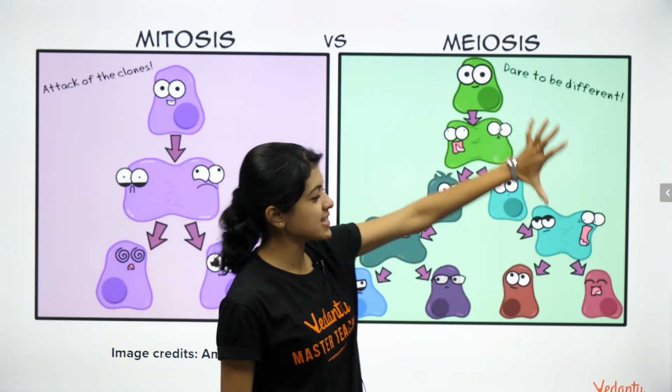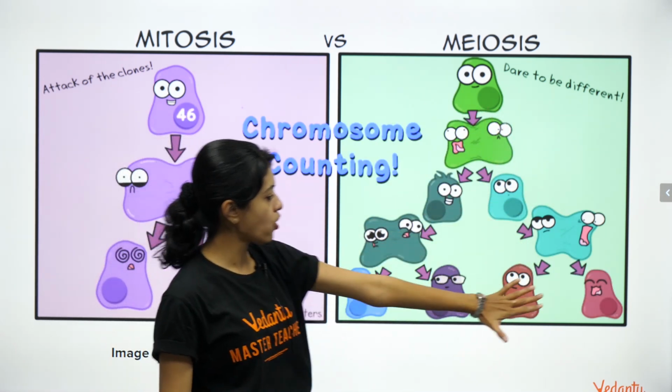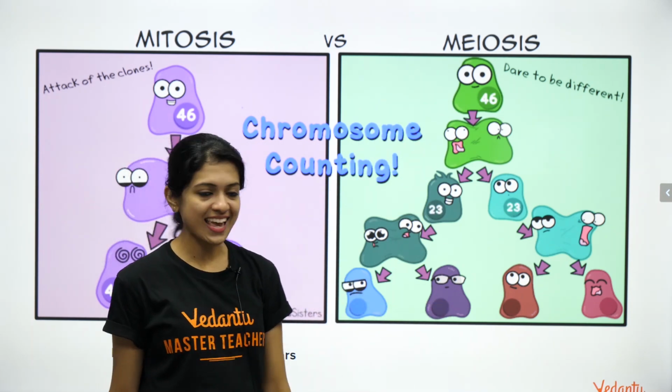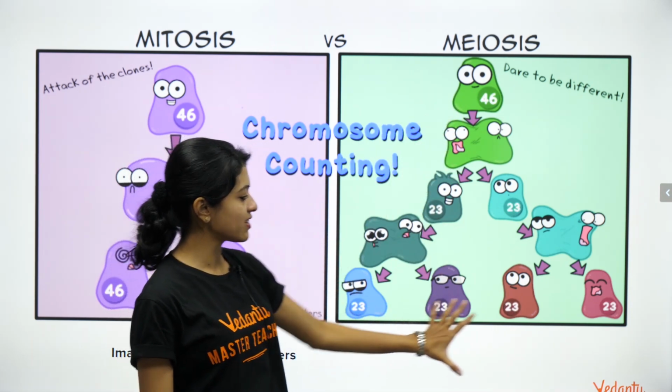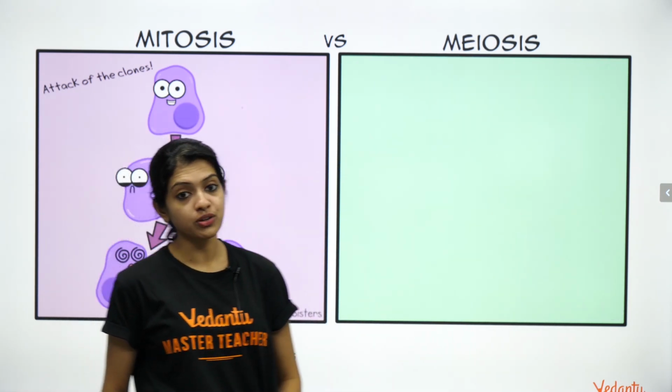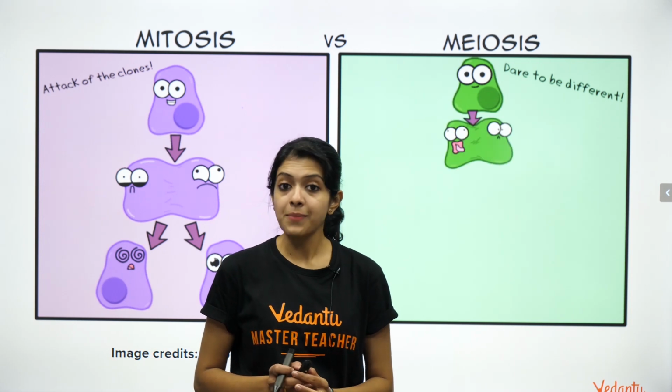Meiosis, it says, dare to be different. See, they are all different from each other and they are different from the parent cell also. 46 and here it's 23 each. Right? So that is how different mitosis and meiosis are.